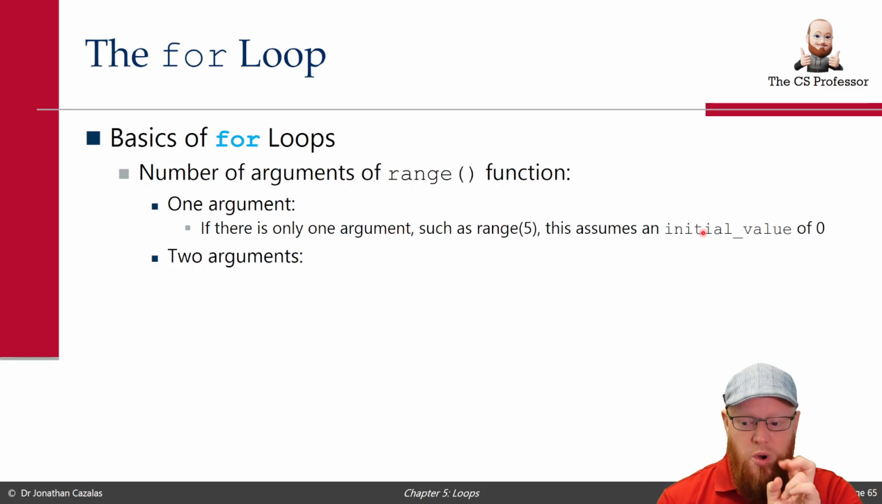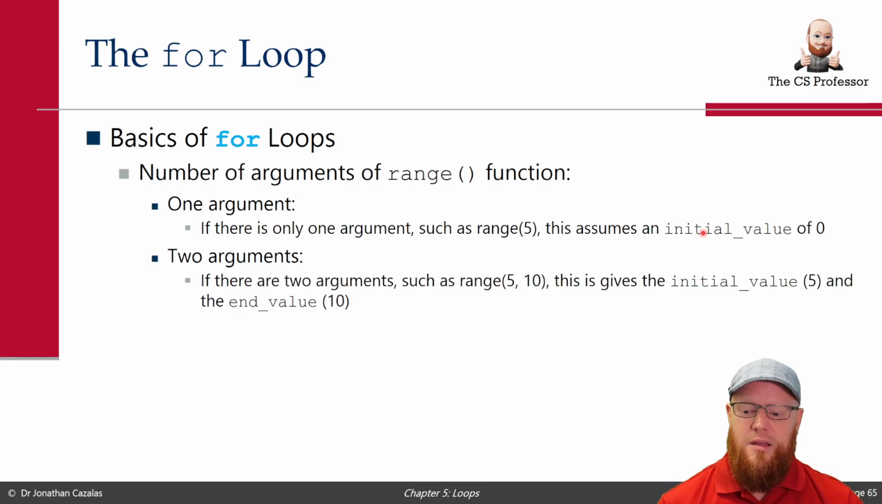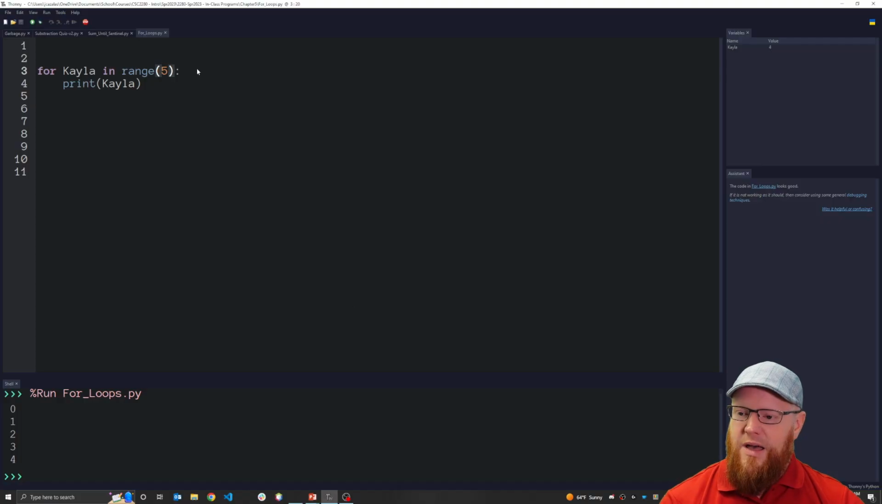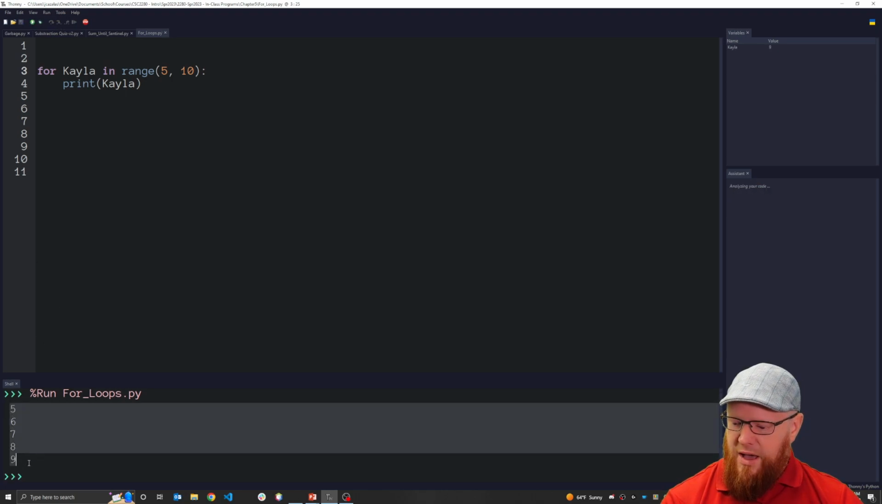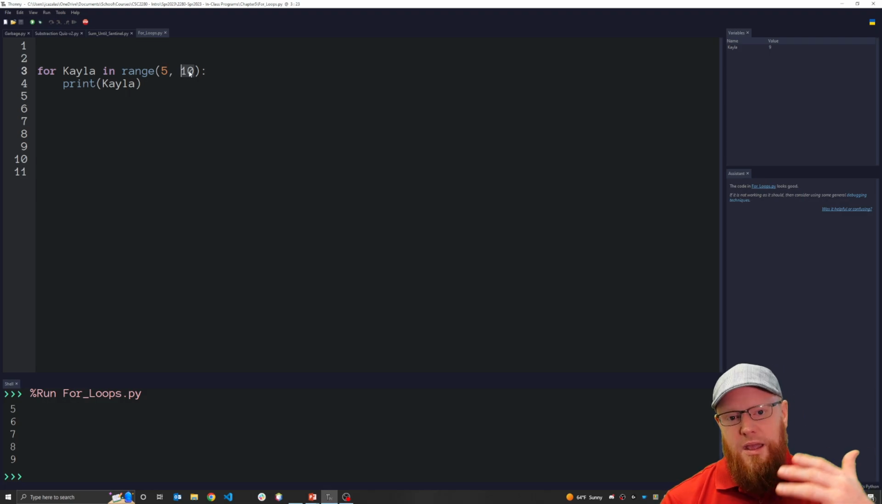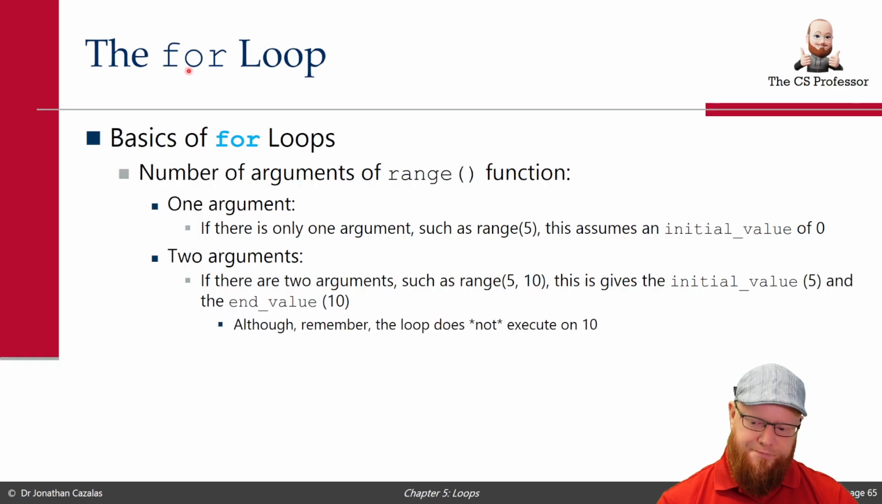If you have 2 arguments inside the range function, such as 5 to 10, the 5 is the initial value and the 10 is the ending value, remembering, of course, that we don't actually iterate that 10th iteration, or on 10, we stop at 5 to 9. We go from 5 to 9 here. 5, 6, 7, 8, 9. Only 5 iterations, so we go all the way to the ending value minus 1.